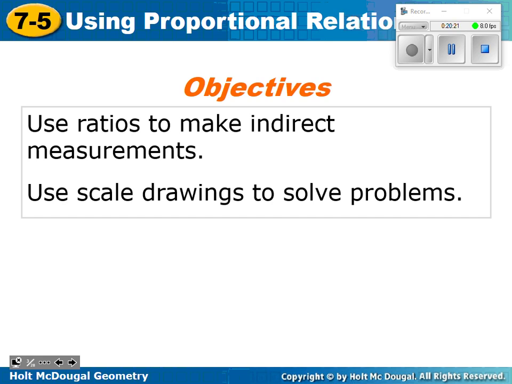Okay, so this is where we're actually going to make scale drawings. So you will need a ruler for this lesson. So if you don't have one, jump up and grab one real quick.